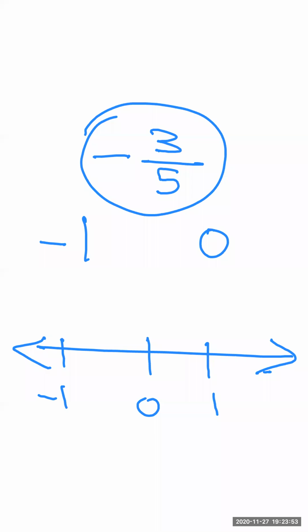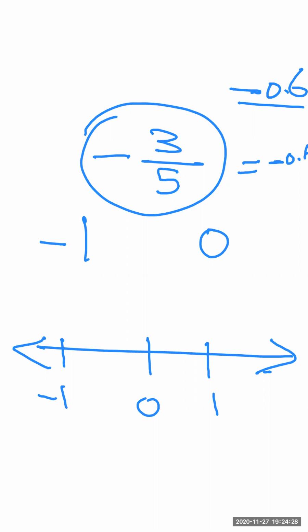Mister, how do we know it's between -1 and 0? Okay, it's very simple. Just use your calculator. -3/5 will equal -0.6. So this means it's between 0 and -1, of course, because it's less than 0 and greater than -1. Okay?